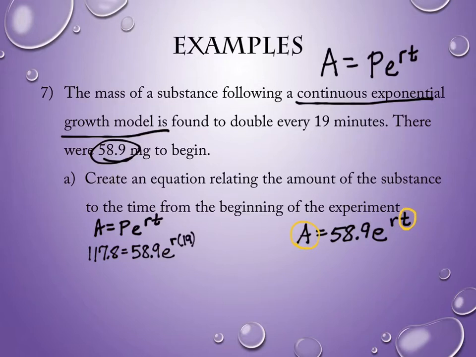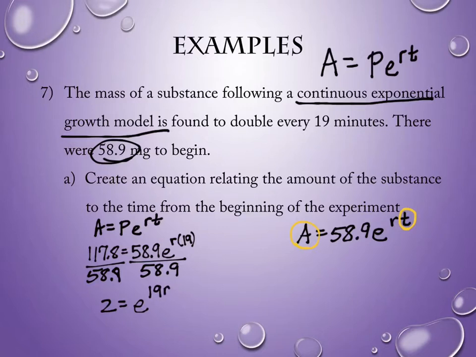So the first thing to do is to divide by the 58.9, and hopefully you know exactly what that will be because we just used it to find the 117.8. 117.8 divided by 58.9 is 2, right? So we could have just chosen numbers 1 and 2 instead of 58.9 and 117.8. It would have worked the same way.